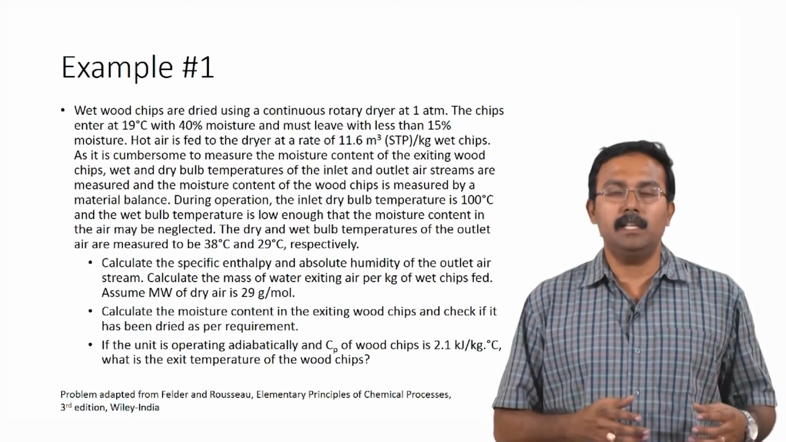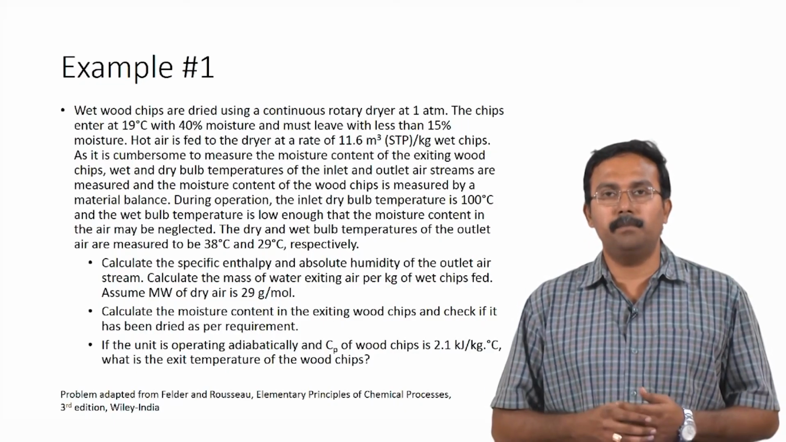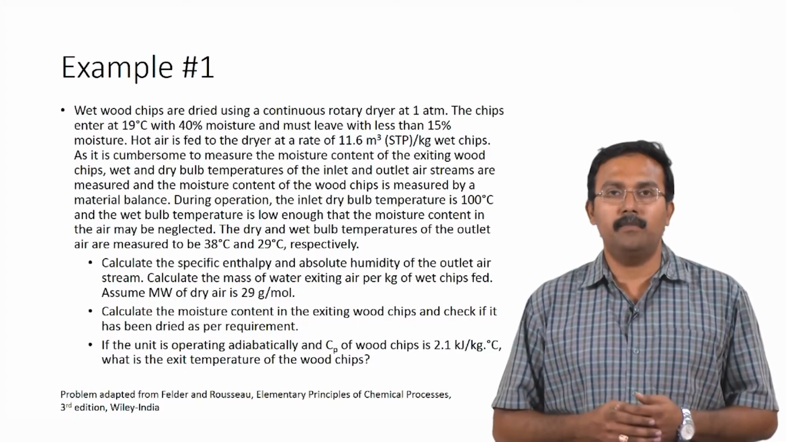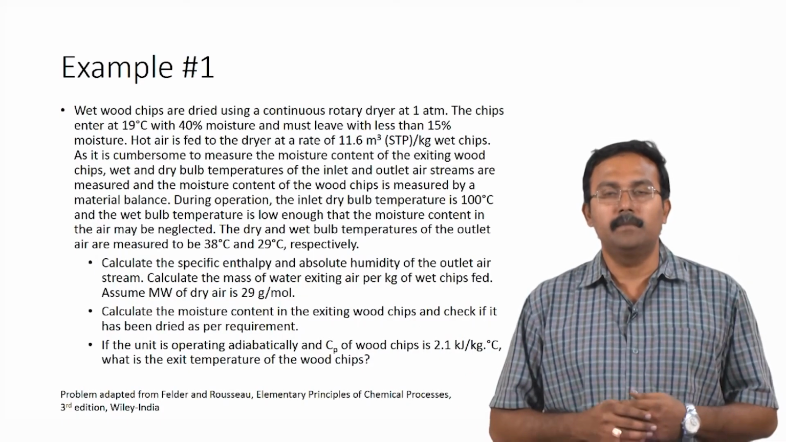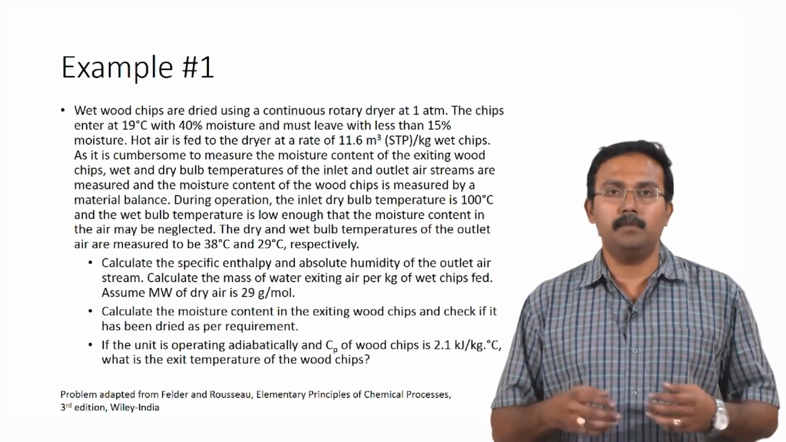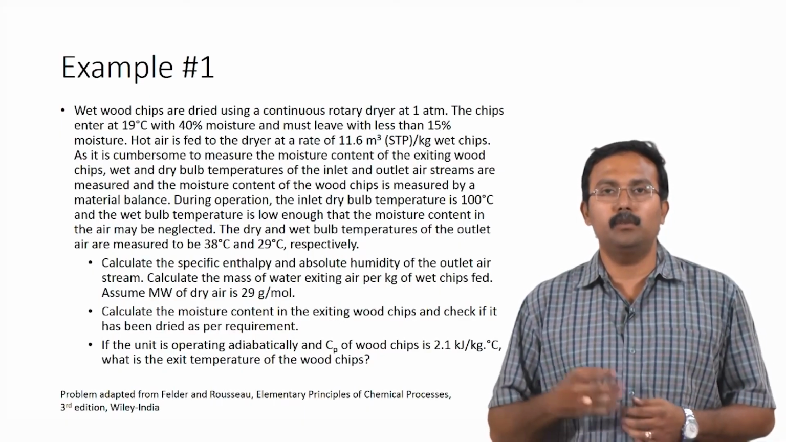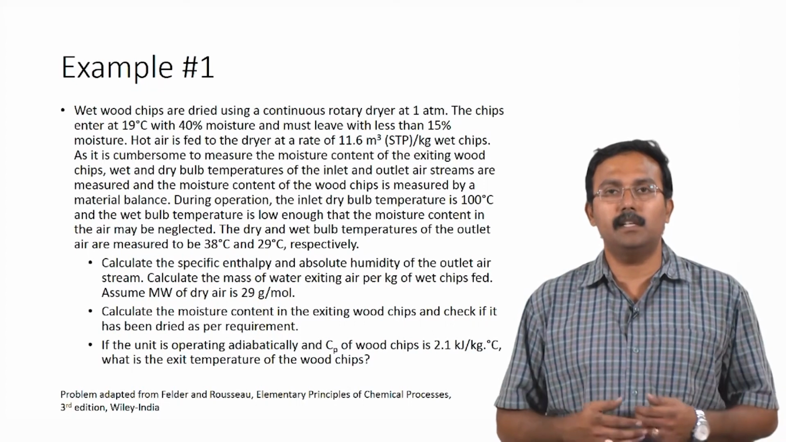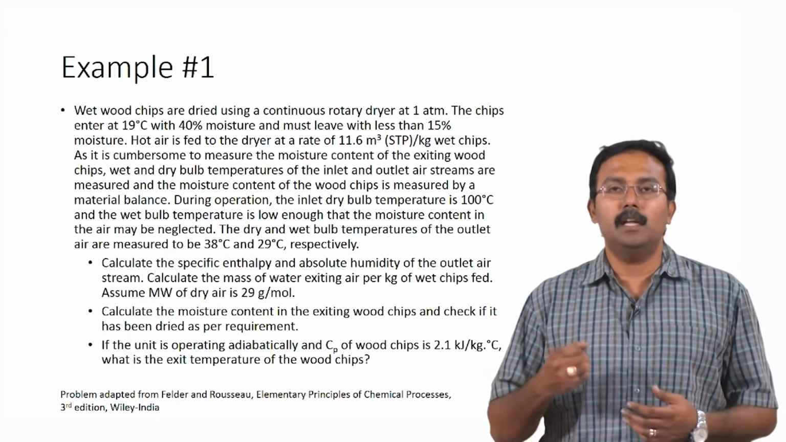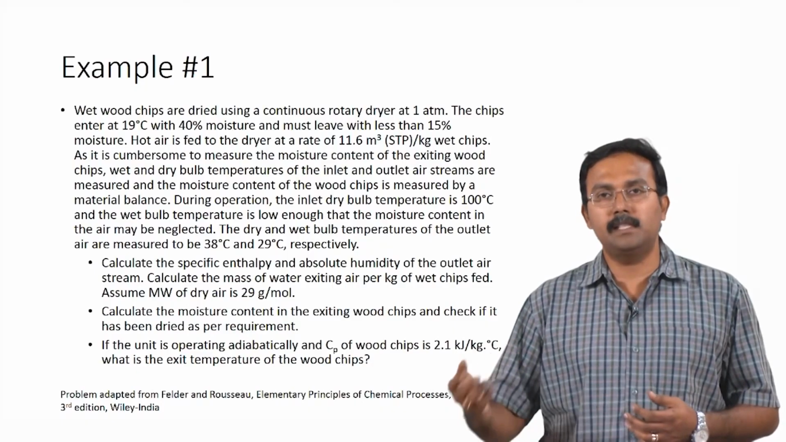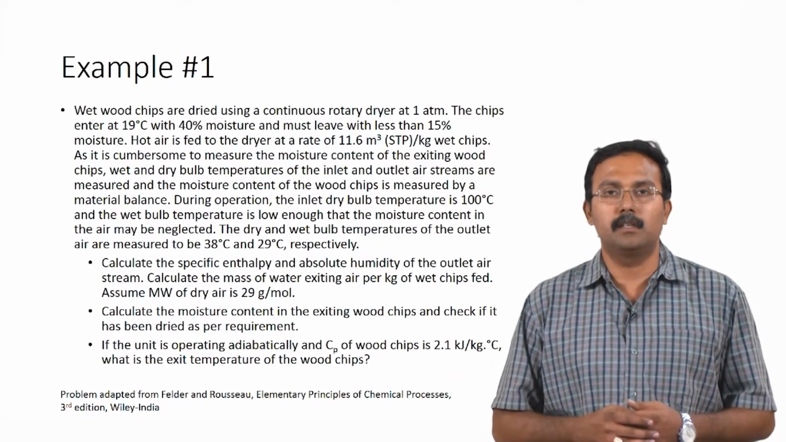Instead, by measuring the dry and wet bulb temperature, you can actually identify how much moisture is present in the air which is leaving the system. Thereby, you can actually perform simple material balance calculations to identify the moisture content in the wood chips and confirm if it meets the specification, which is that it should be dried to less than 15% moisture.